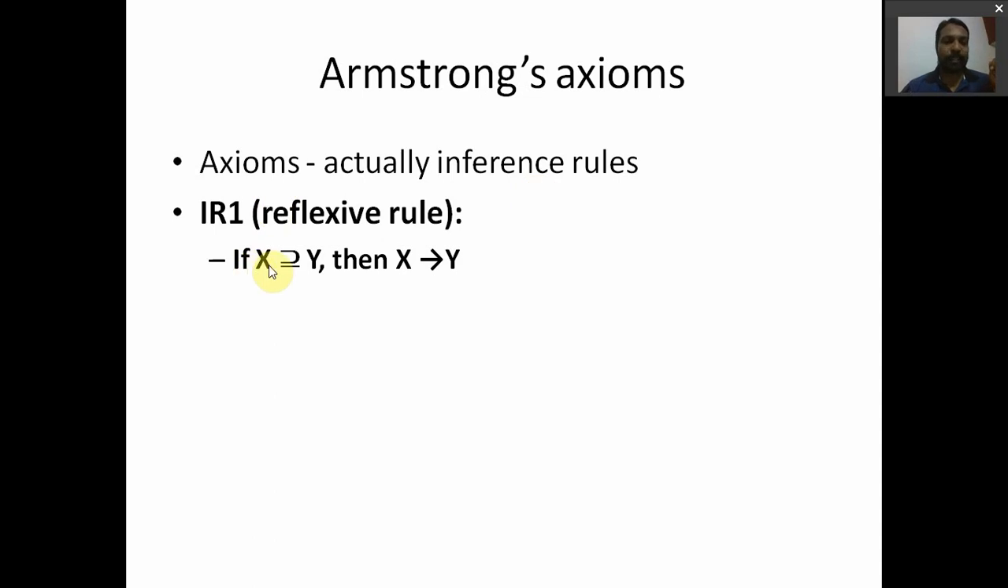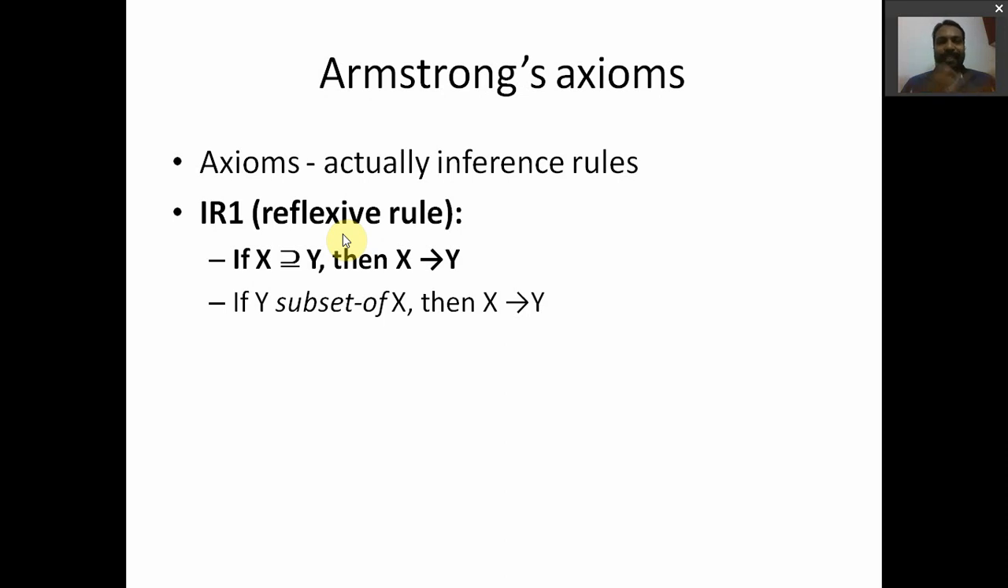So it states that if x is a superset of y, then y is functionally dependent on x. Or we can say if y is a subset of x, then x to y, or x functionally determines y. Or we can say y is functionally dependent on x.